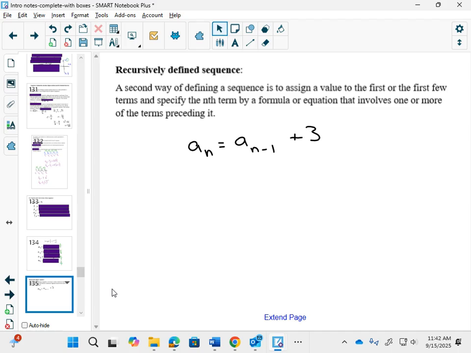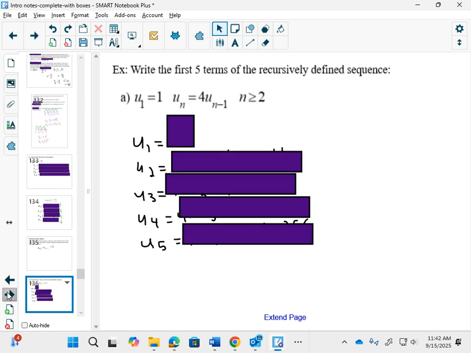Is if I give you the first 3, and then I say, find the 800th one. You have to find all the ones before. If you're going to use the recursive formula, you have to find all the ones until you get to the 800th one. It's a little bit time consuming. So the explicit formula is nice for that. But the recursive formula is when you can see things right away.